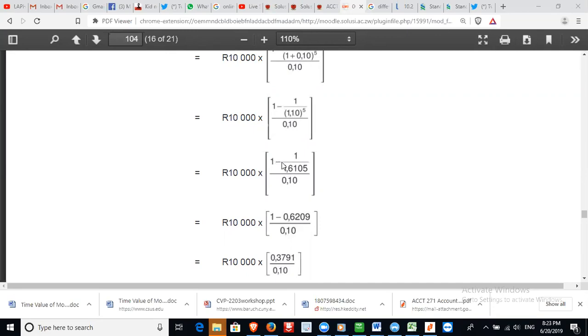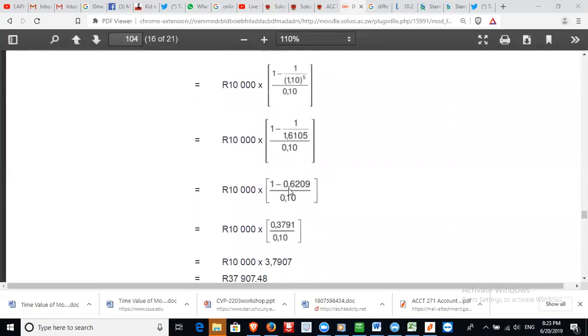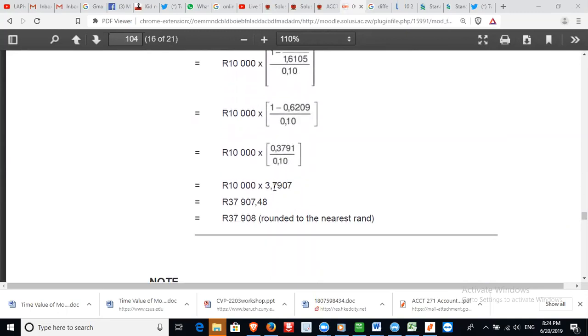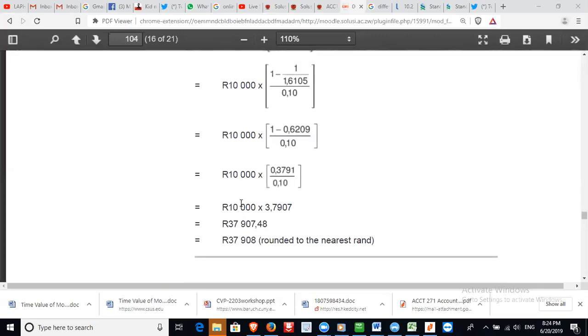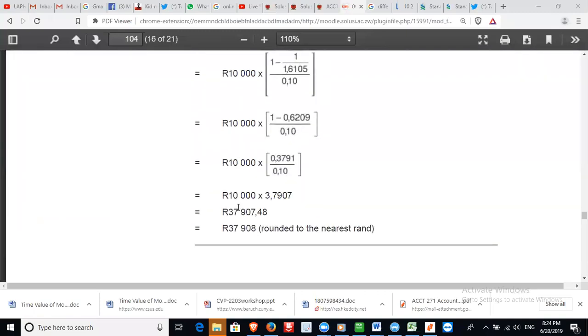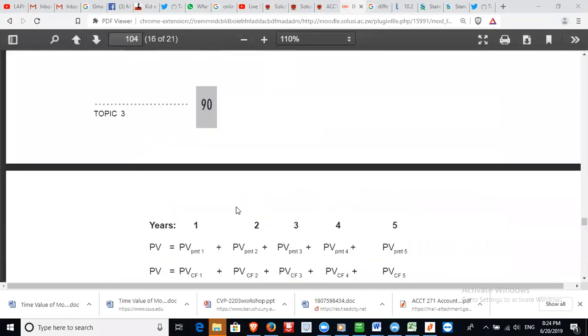Then you say 1 minus, what is 1 divided by 1.6105? You get 1 minus 0.6209. Then 1 minus 0.6209 divided by 0.1, you get 3.79 multiplied by 10,000, then you get your 37,000, right? So that's the amount for present value annuity due.